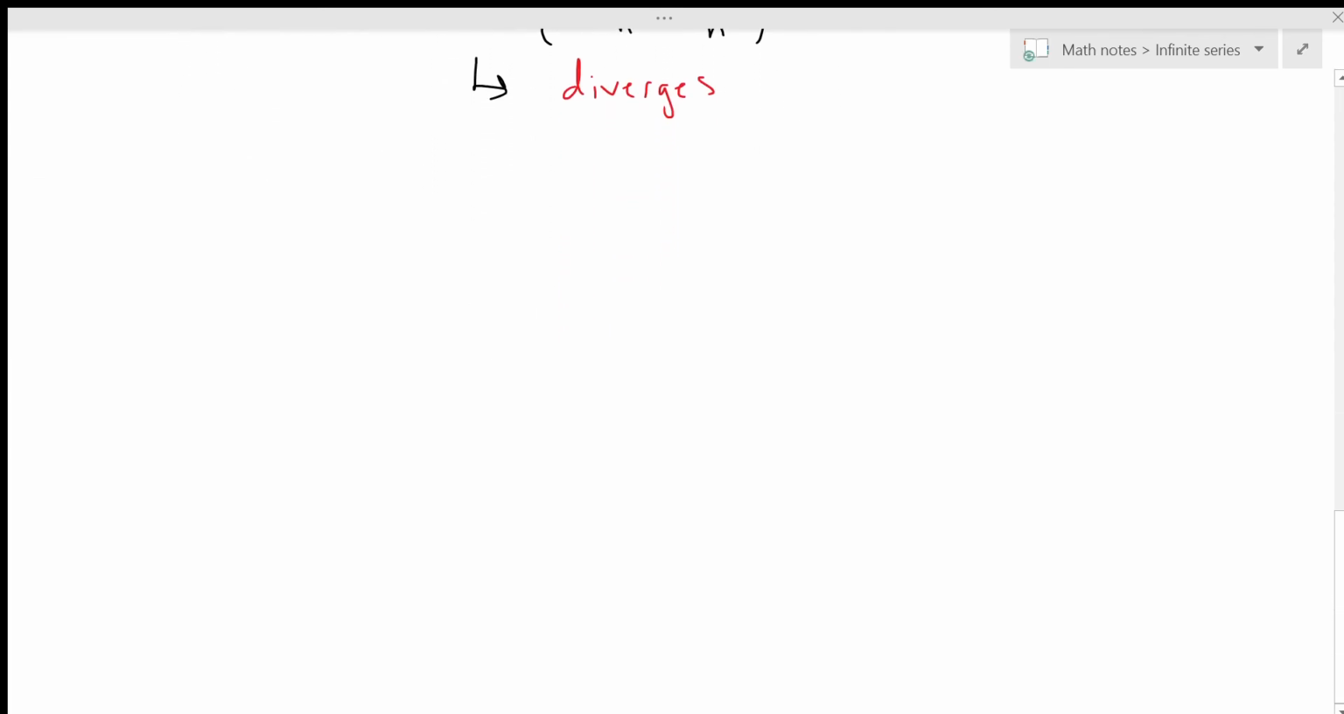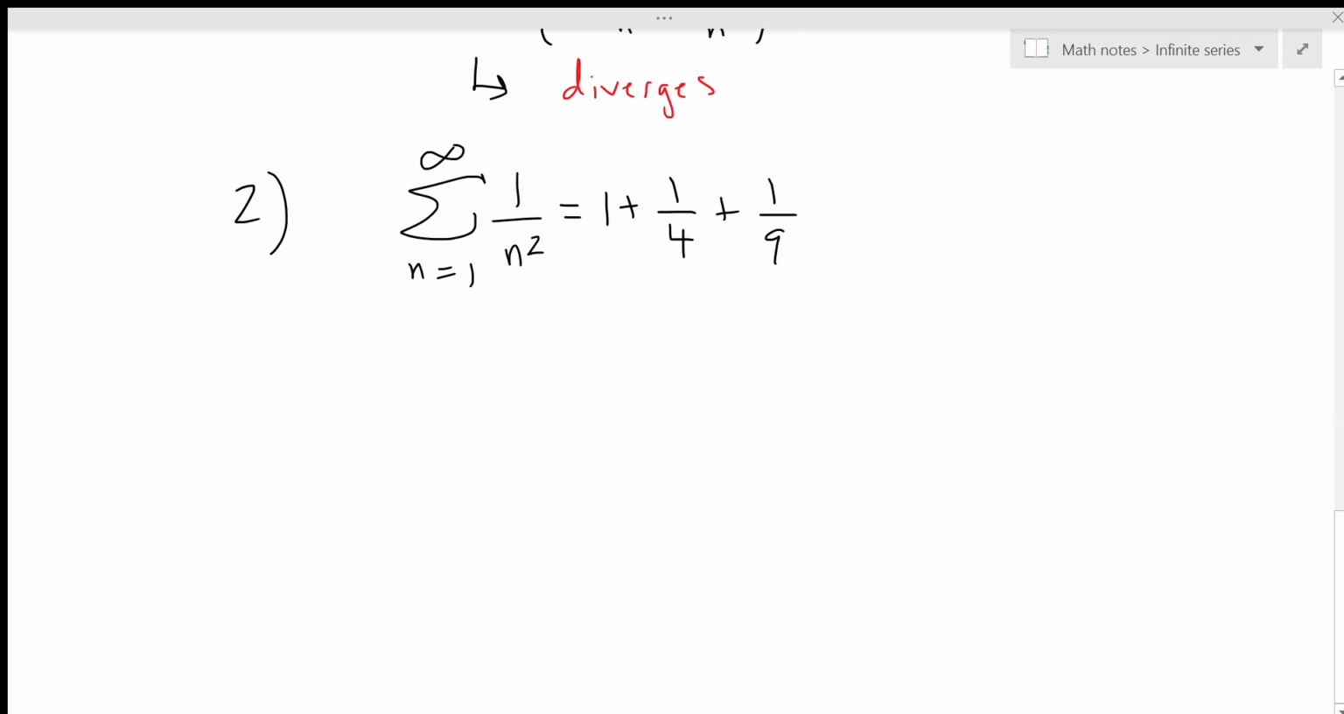Now, the next example is a famous example of a convergent series. And what's this example? It's the sum from 1 to infinity of 1 over n squared. So this is equal to 1 plus 1/4 plus 1/9, and so on. And this series actually converges to a fixed value S, like in our notation above. And this S is actually equal to pi squared divided by 6, which is a very interesting value.